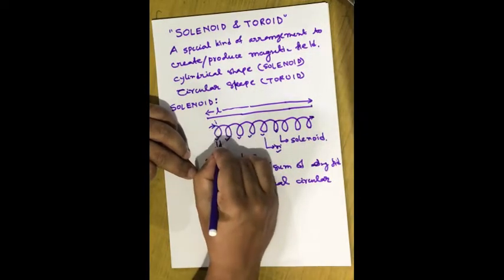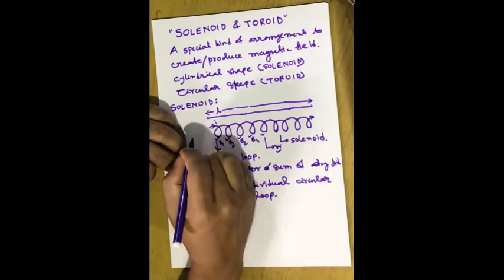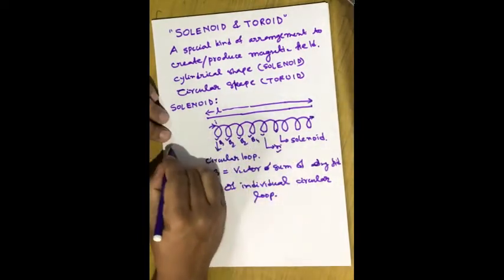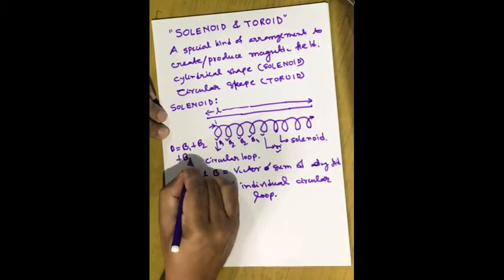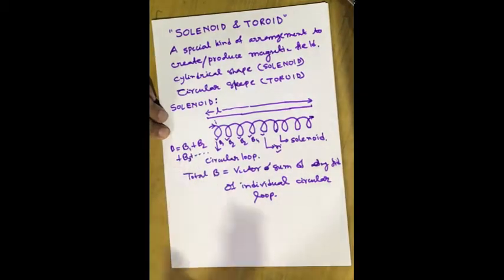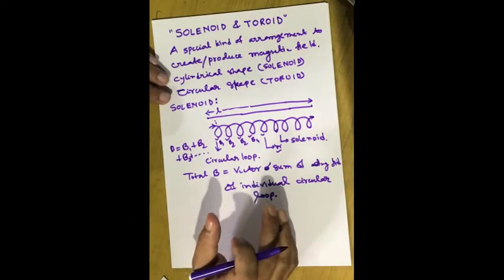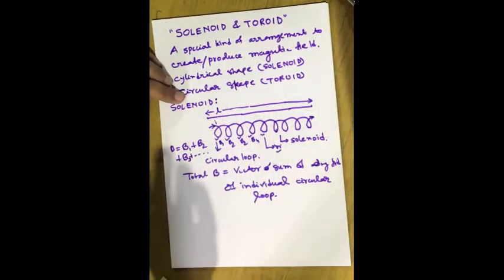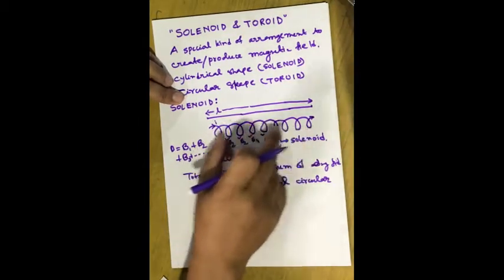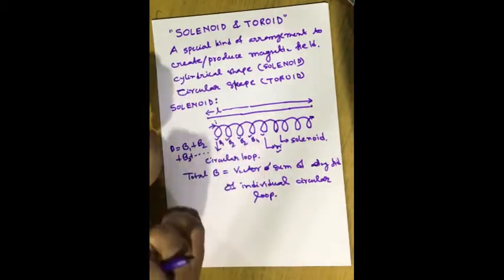Say this turn produces magnetic field B1, this turn B2, B3, B4, like that. So the net magnetic field will be the sum B1 plus B2 plus B3 plus so on. If there are n turns, then there are n magnetic fields, and we have to add them all up. A straight wire has been converted into n circular loops in the form of a helix, where all the neighboring loops are closely spaced.